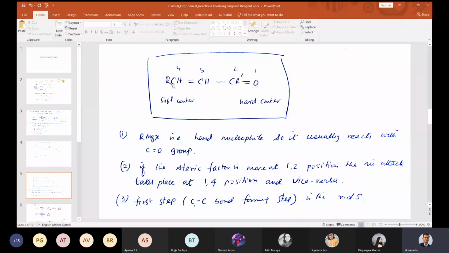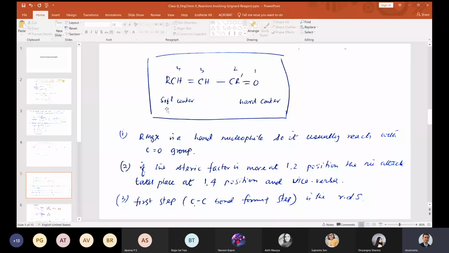Now, which attack will be favorable? It depends on its reactivity. It depends on many factors. One by one. First, because this carbon is connected to oxygen, this center is basically a hard center. And because this is in conjugation, this carbon becomes the soft center. Now it depends on the nucleophile. If the nucleophile is hard, then hard combination will take place. If the nucleophile is soft, then soft combination will take place.